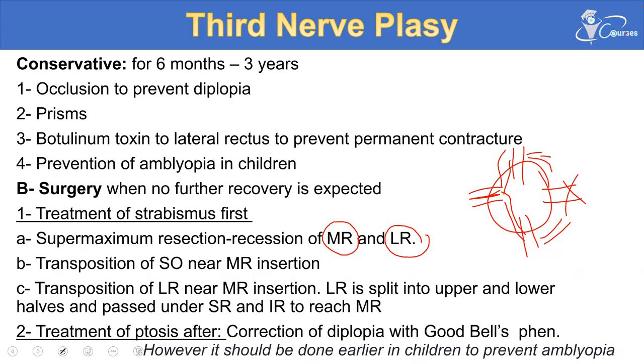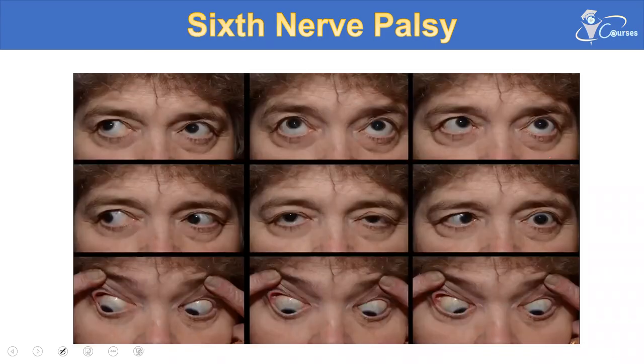Okay, so let's now move to the next topic, which is the sixth nerve palsy. Sixth nerve palsy is a lot easier. And by the way, the prognosis of surgical correction of third nerve palsy is not that good. As you may expect, a lot of muscles are involved with this, so it will be difficult to align the eye in the primary position.